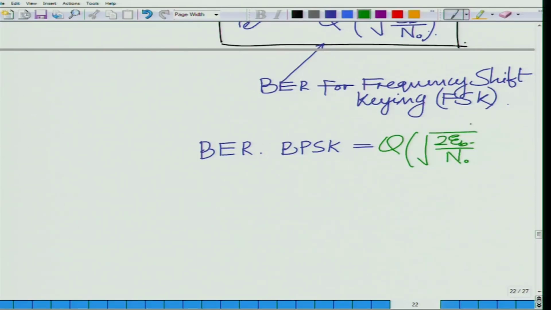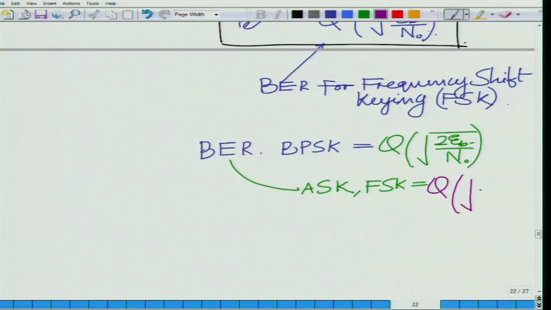square root 2 EB over N naught, and the bit error rate for both amplitude shift keying, comma, frequency shift keying is Q square root EB over N naught. And if you remember our previous discussion, the Q function is the tail probability of the standard Gaussian random variable.